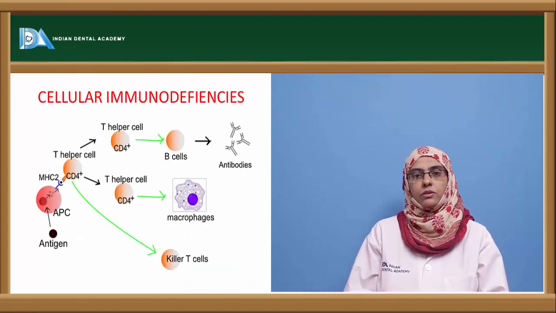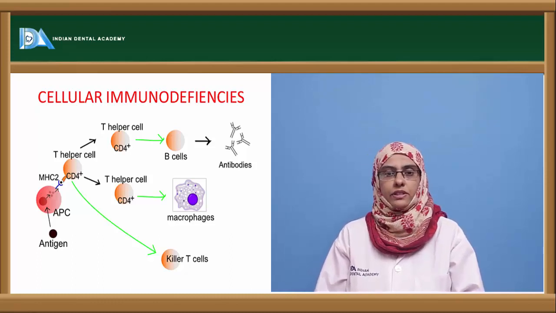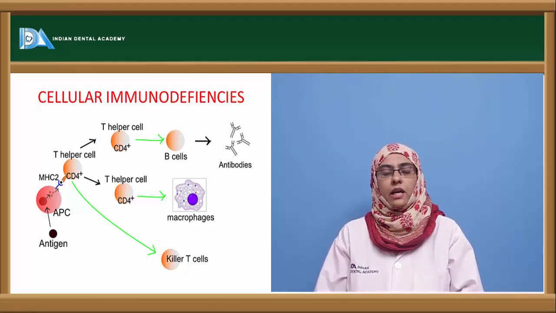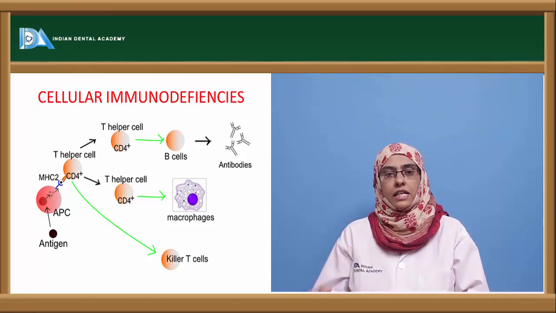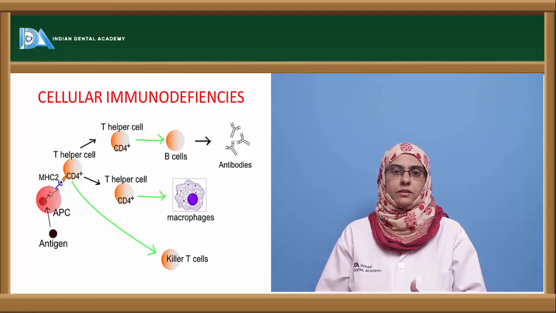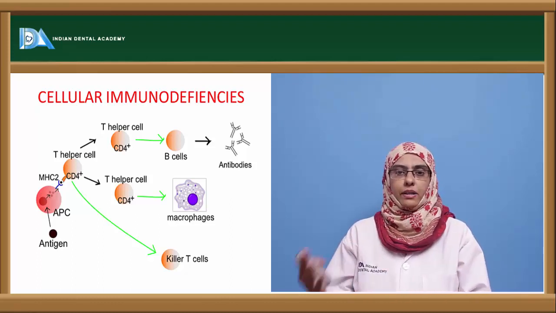So next, coming to the cellular immunodeficiency. As already discussed, immunodeficiencies can involve either the humoral branch or the cellular branch or both the branches, because it is an interaction of both the branches that helps to develop an immune response.